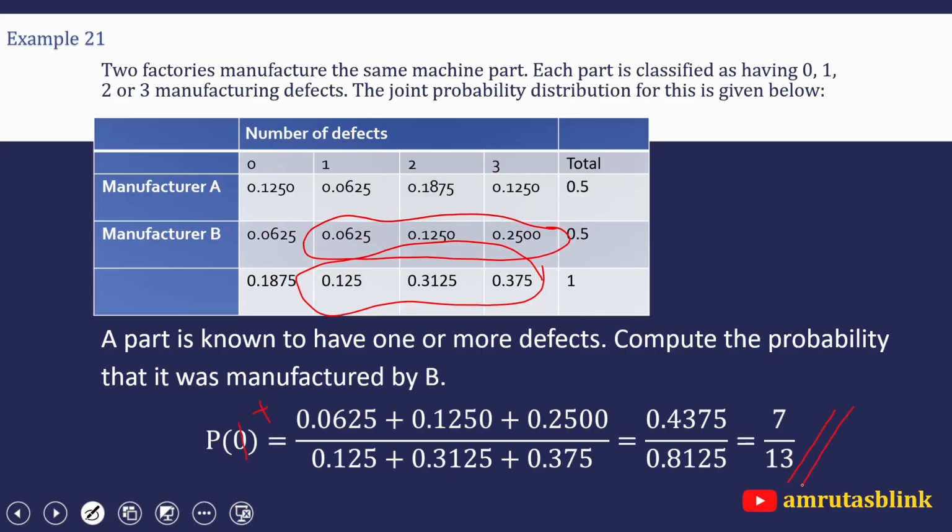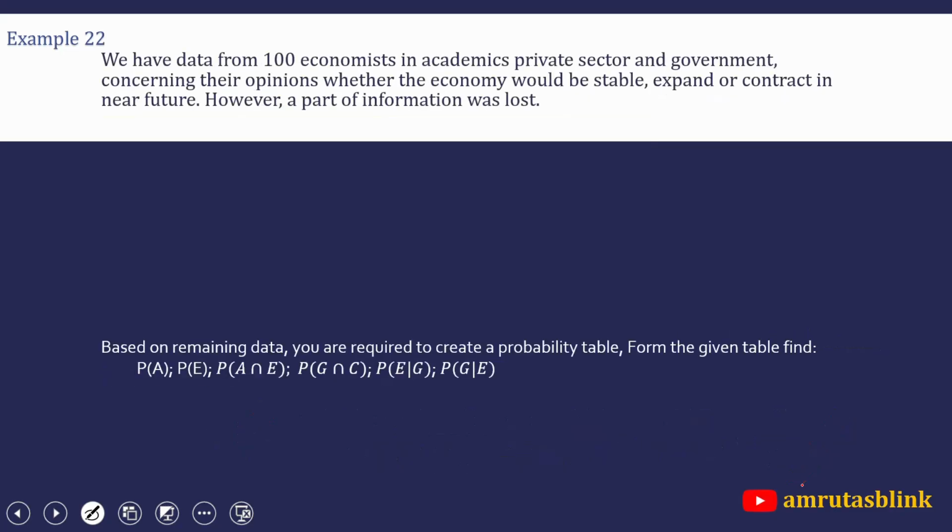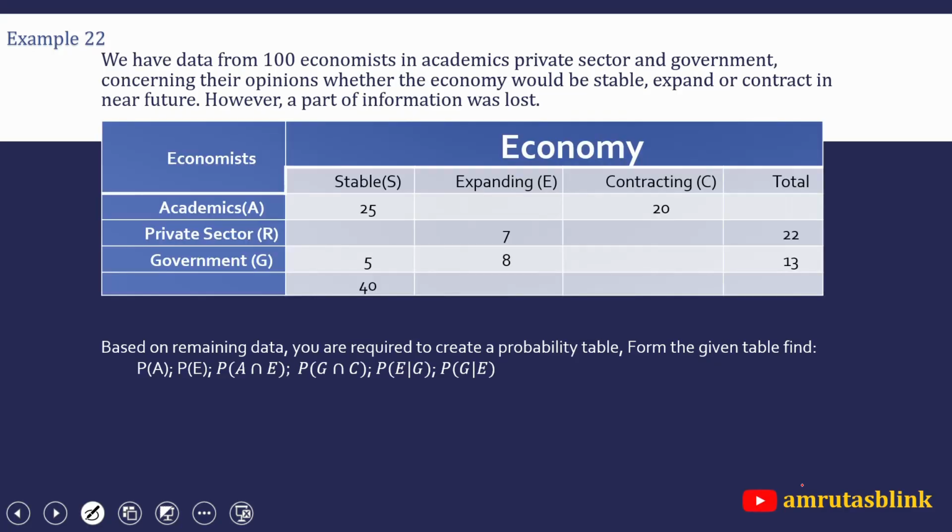So this is just about understanding of the given data. Let's look at problem number 22. Again, a similar case: we have the data from 100 economists in academia, private sector and government concerning their opinions on whether the economy would be stable, expand or contract in the near future. However, a part of the information was lost.